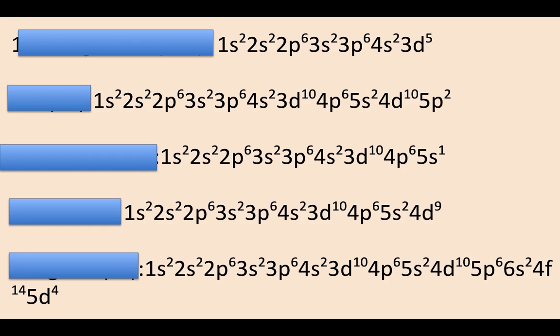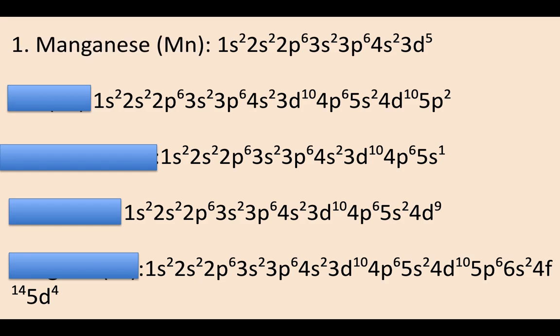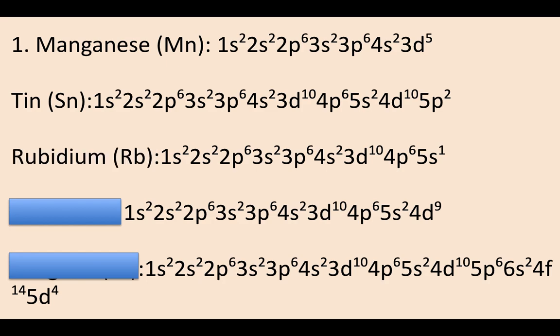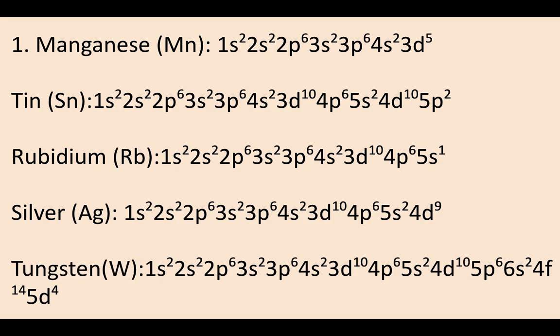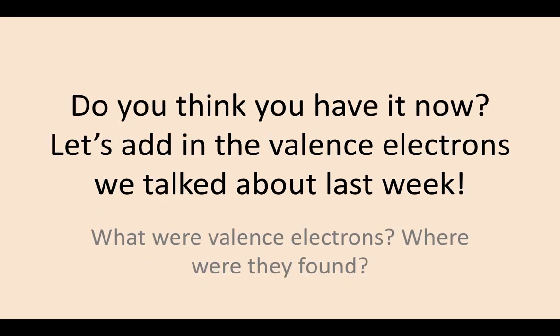All right, hopefully by now you took the time to figure out the answers. The first one is manganese, then you have tin, then you have rubidium, then you have silver, and you have tungsten. Remember, in order to get the elements, you simply add them up. So 2 plus 2 is 4, plus 6 is 10, plus 2 is 12, plus 6 is 18, 18 plus 2 is 20, 20 plus 5 is 25, and element number 25 on your periodic table is manganese. Okay?